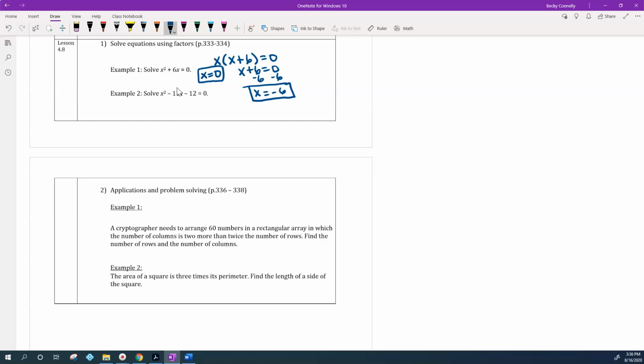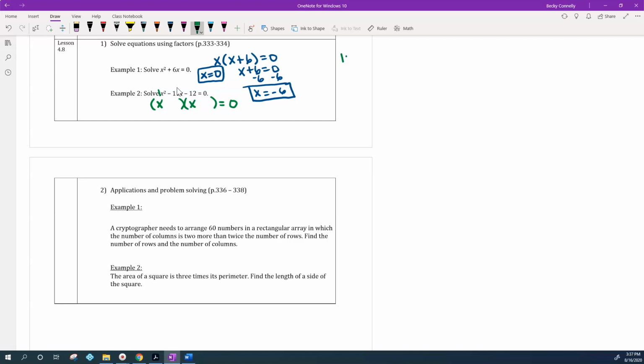On the second example, same kind of thing. When you're trying to solve a quadratic, make sure you get everything over to one side of the equal sign and the other side equal to 0. Then we're going to try to factor it from here. Since the leading coefficient is 1, I can go straight to the parentheses. What times what is x squared? x times x. What times what is negative 12 that adds to be negative 11?